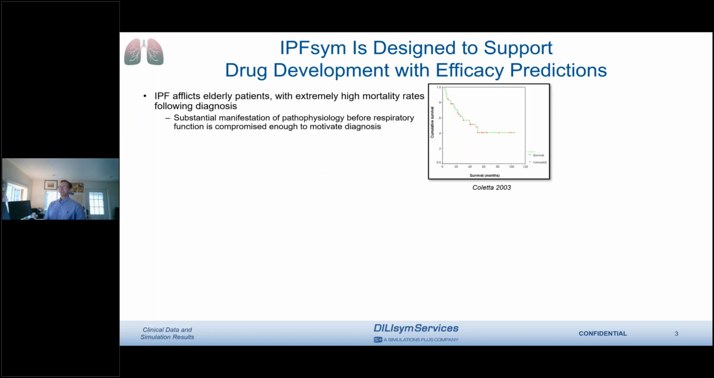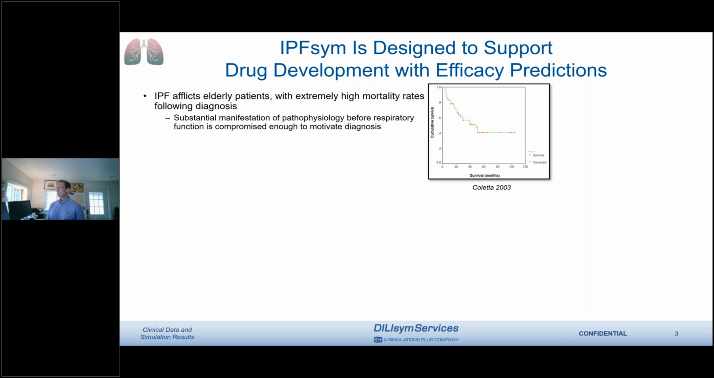Okay, so let's look at the 60,000-foot view of IPFsym and then drill down from there. We have designed IPFsym to be consistent with what we know about the disease. A little bit of background there. By and large, this disease affects elderly patients with very high mortality rates. Survival rates are relatively low as you approach, say, 5 years post-diagnosis.